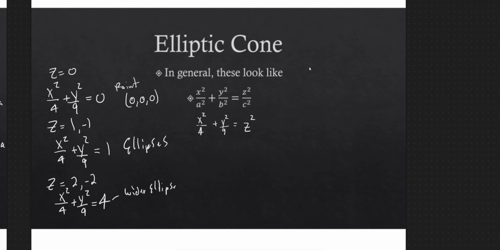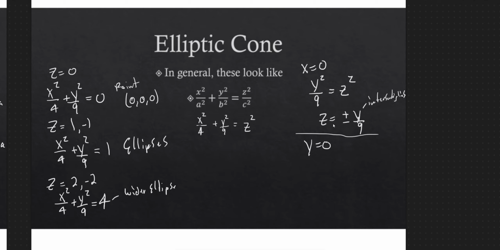So let's set x equal to 0. I get y squared over 9 equal to z squared. Let's take square roots on both sides and keep in mind it's not a perfect inverse. If I take square roots, I'll get z equal plus or minus y over 9. So that is a pair of intersecting lines. So rather than hyperbolas for these traces, I get intersecting lines. But again, we can think of intersecting lines as degenerate forms of hyperbolas.